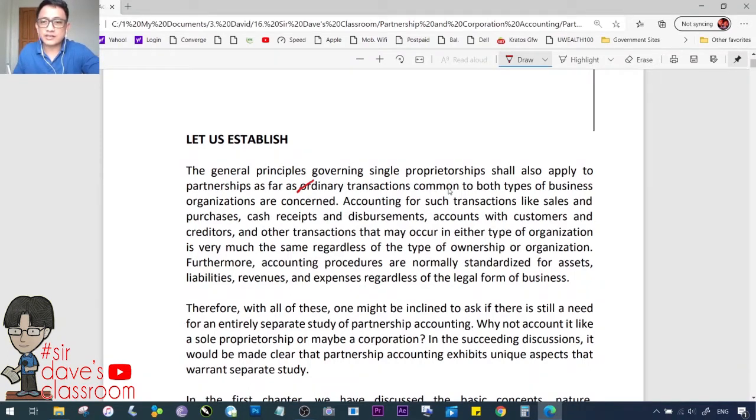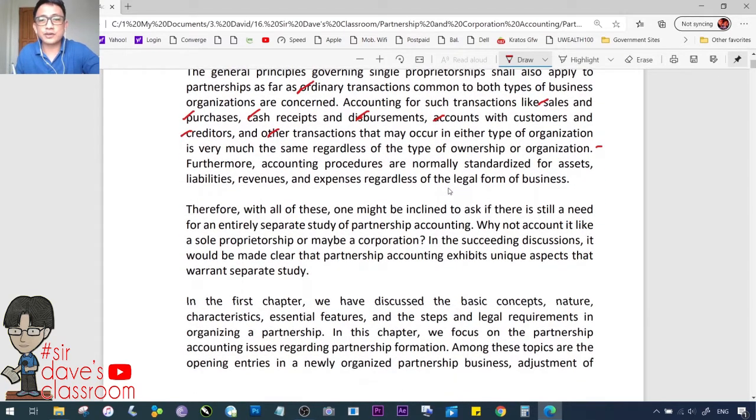Accounting for transactions like sales and purchases, cash receipts, disbursements, accounts with customers and creditors, and other transactions that may occur in either type of organization is very much the same regardless of the type of ownership or organization. So dito, sinasabi lang natin that the journal entries are the same. We're talking about accounting procedures, so not just journal entries. The journal entries, the postings, the trial balances that we create, as well as the worksheets would be the same. Furthermore, accounting procedures are normally standardized, correct yan, for assets, liabilities, revenues, expenses, regardless of the legal form of business. Tama yan. That's why we have accounting standards.